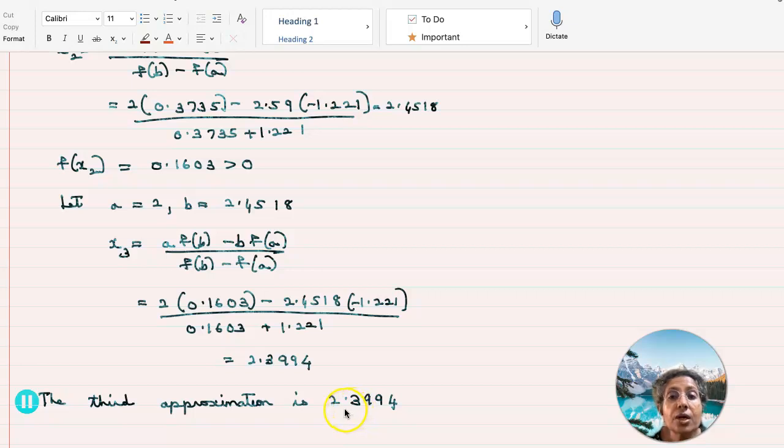So we have just covered a few problems on how to use the Regula Falsi method in numerical analysis.